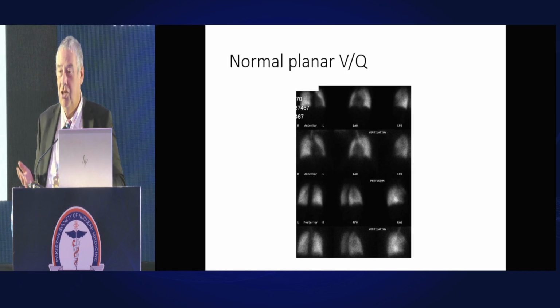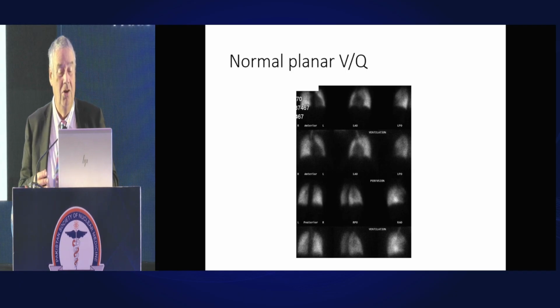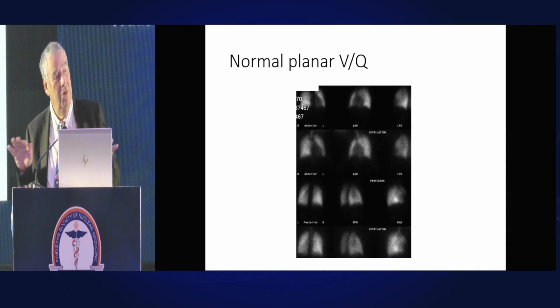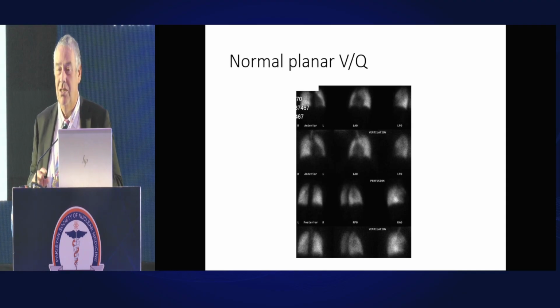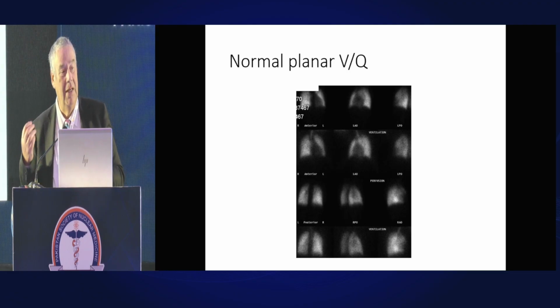I'm just going to show you some planar images first. This is actually with krypton, and you can see very nicely, you get a nice image. So the top set of each row is the perfusion, the bottom set of each row is the ventilation, and you can see these are nicely matched. You get nice, crisp and clear imaging.